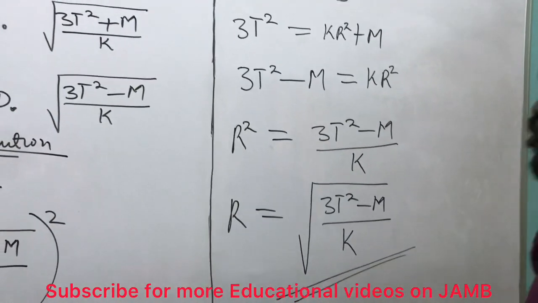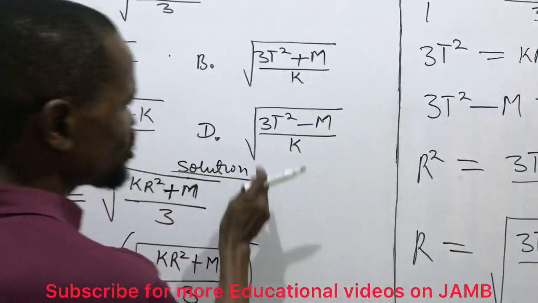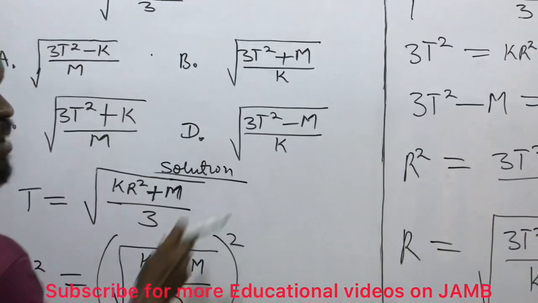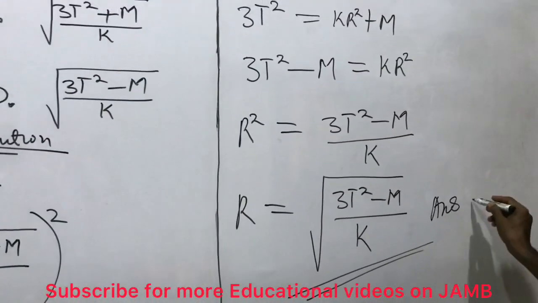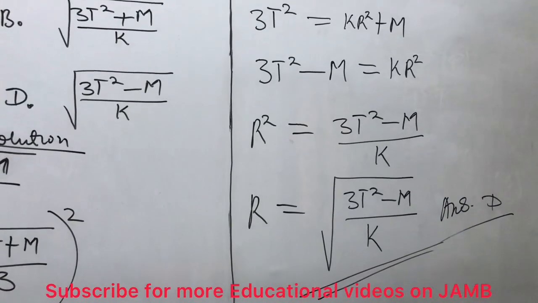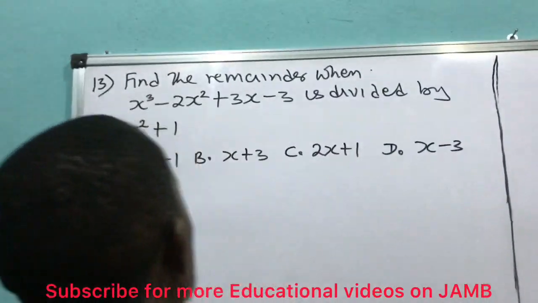Let's go to the options and check. I can now see that this is my answer. So my answer is option D. That's question number 13.